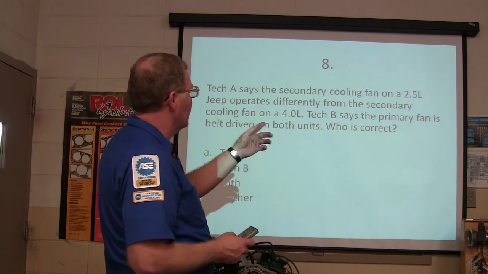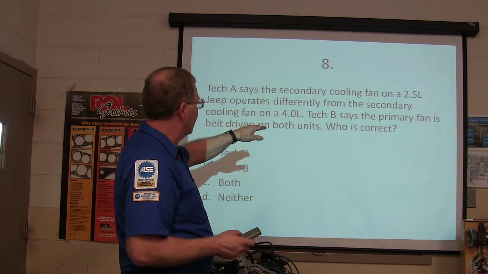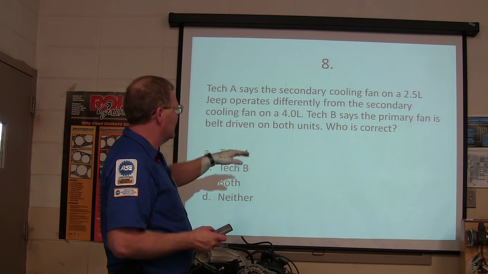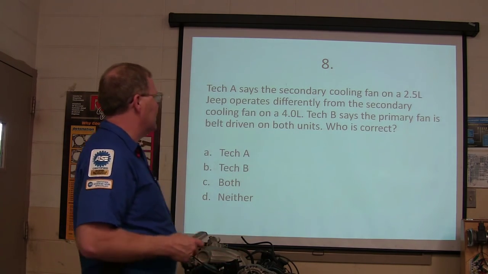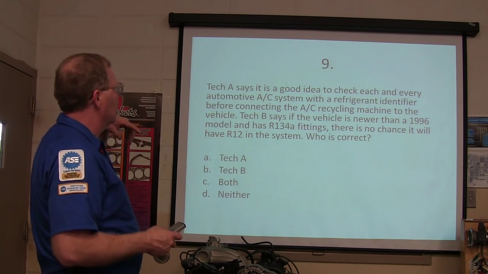Technician A says the secondary coolant fan on a 2.5 liter Jeep, which is a 4-cylinder, operates differently from the secondary coolant fan on a 4 liter. Technician B says the primary fan is belt driven on both units. No need to even go into that because these vehicles are old anyway and they're going away.